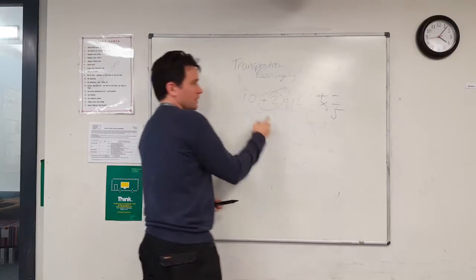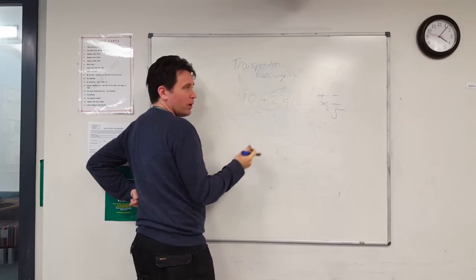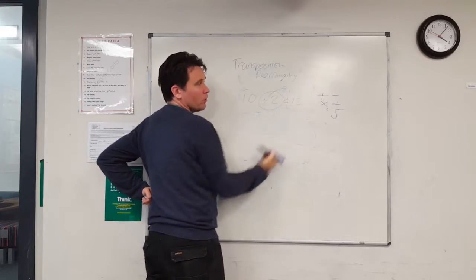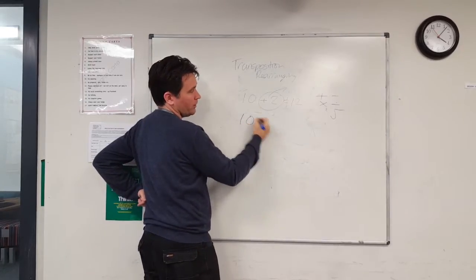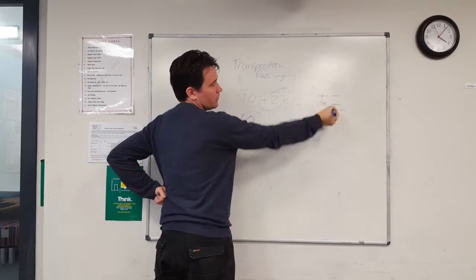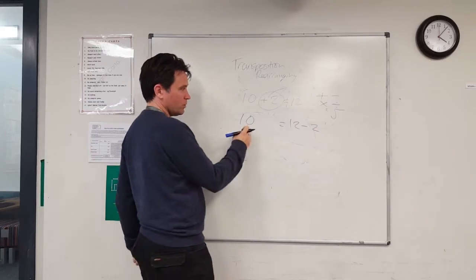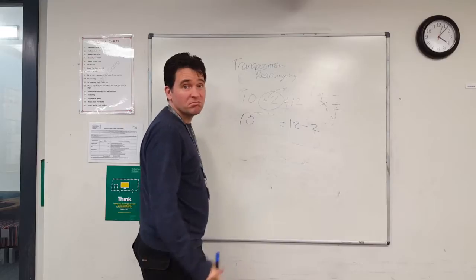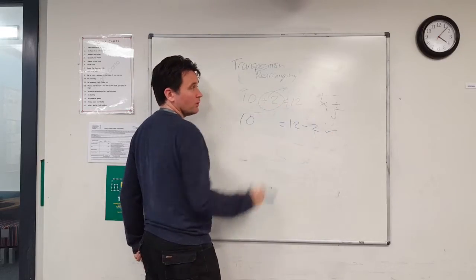Okay, in this case, 10 plus 2 equals 12. If we rearrange that, if we take plus 2 across, it's going to become minus 2. So we end up with 10 equals 12 minus 2. Is that a true statement? Well, 10 does equal 12 minus 2. That's true. 10 plus 2 is 12.